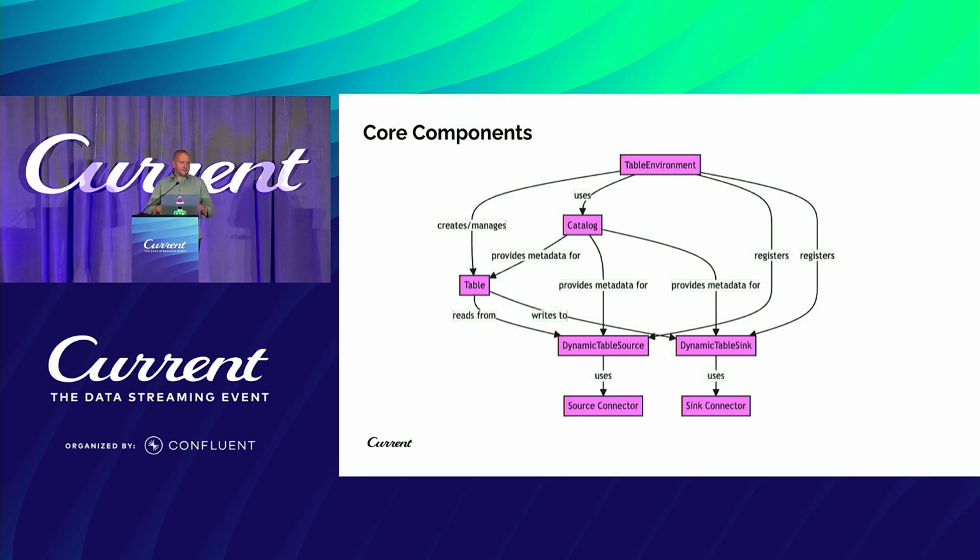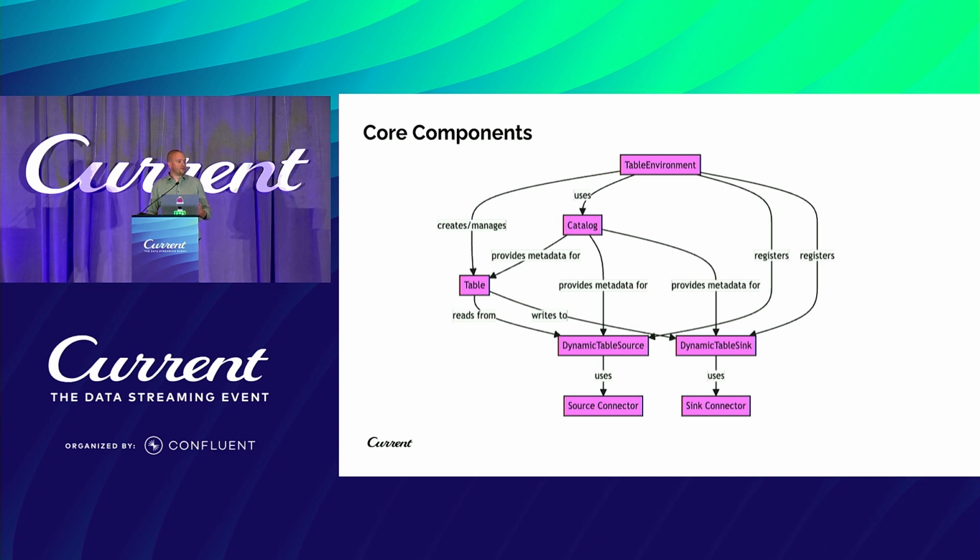If we're looking at the components that are here on screen, all of these components work together to provide you with that powerful, flexible system that Flink is. First off, at the top, you have the table environment, and the table environment is the central entry point for all table API operations. It creates and manages tables, it registers dynamic table sources and dynamic table sinks, and it interacts with the catalog. Tables in Flink represent both static and streaming data, and you can create them from various sources or as the result of queries, of course.